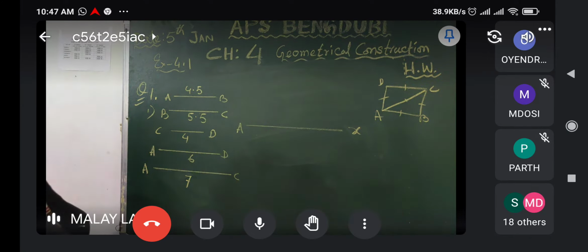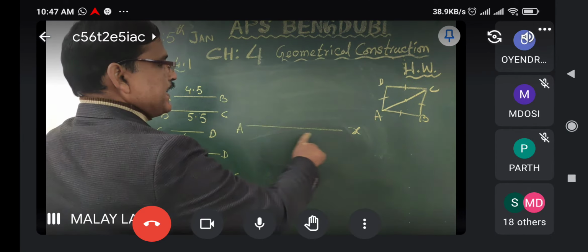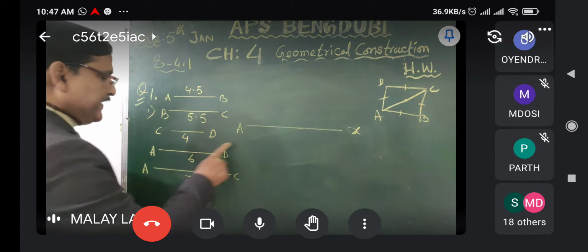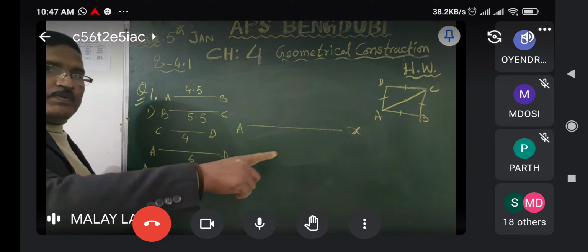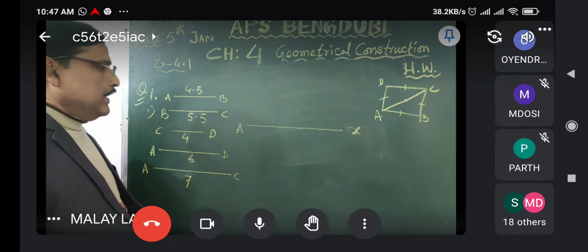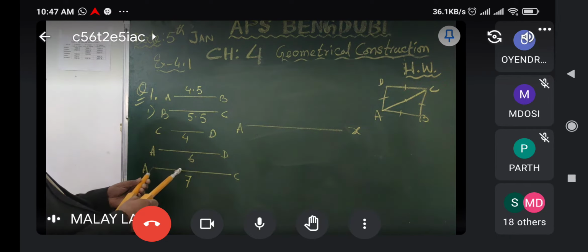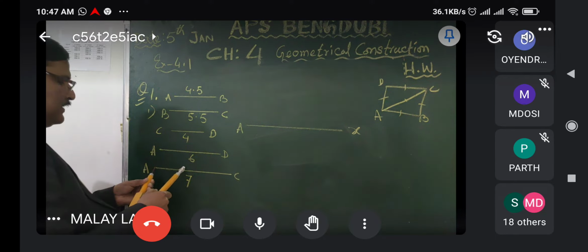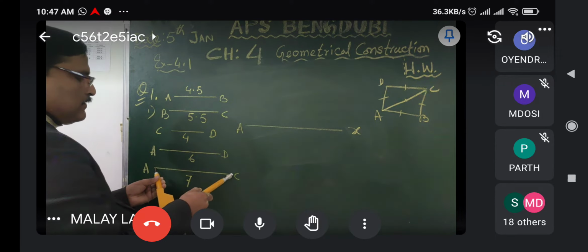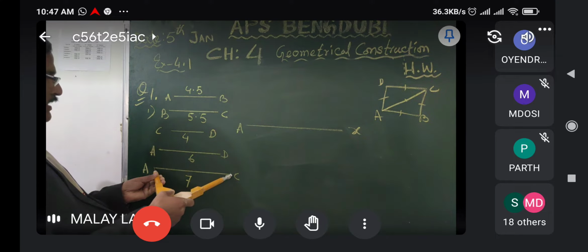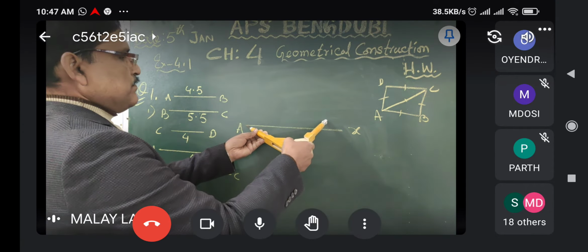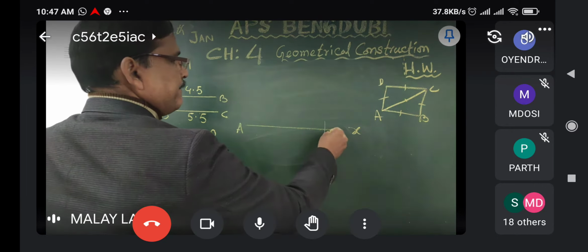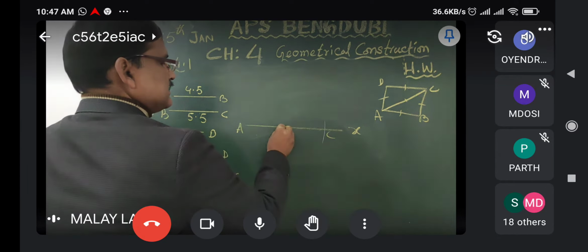First of all, I have drawn step number 1: draw a line segment AX which is greater than given line segments. जितने दिया गया उससे सबसे बड़ा एक बनाएंगे. Now take the measurement of AC. Okay, ये देखो. I have taken the measure of AC and cut it from here. Then write down name and measure, 7 centimeters.